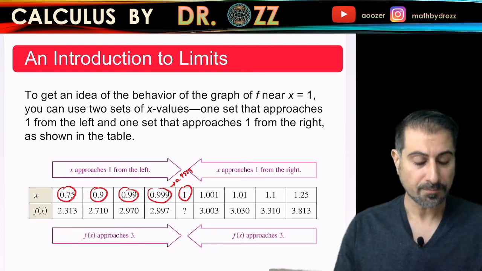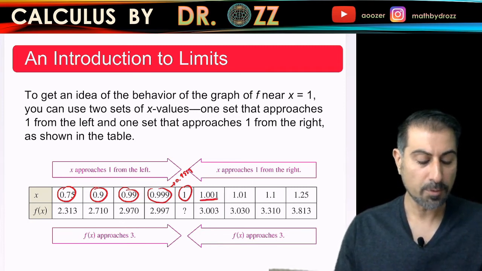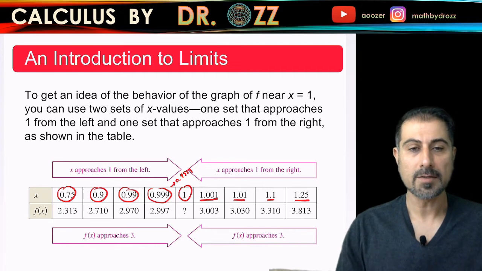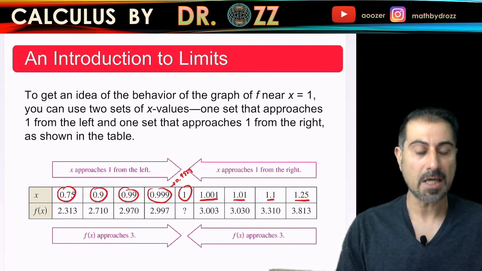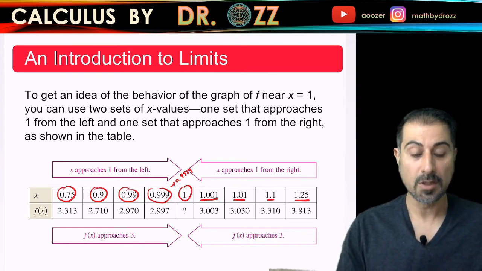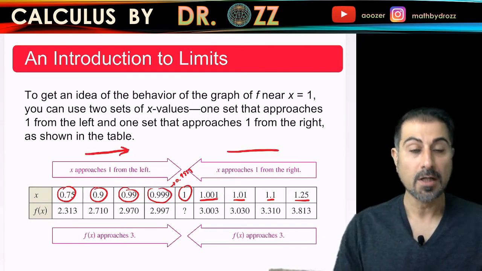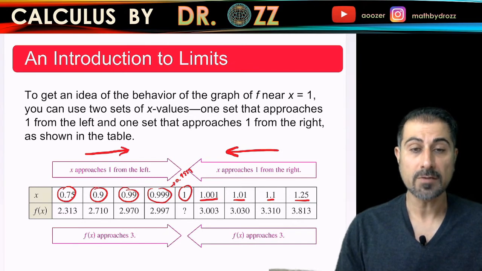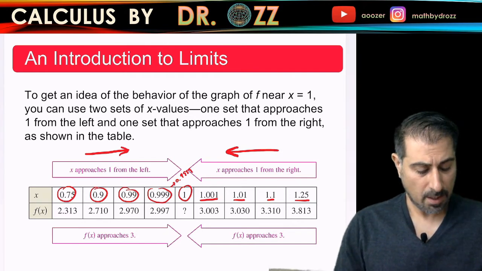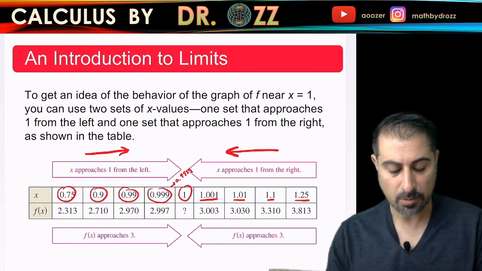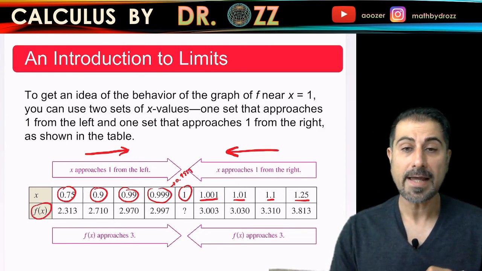And on the right, we have 1.001, 1.01, 1.1, and 1.25. I don't want to go too far because it's not going to allow me to understand the behavior around x equals 1. So essentially we're going in this direction and in this direction and checking the function values. I call this a table of sample values. All you're going to do here is to evaluate the function f at each sample point.